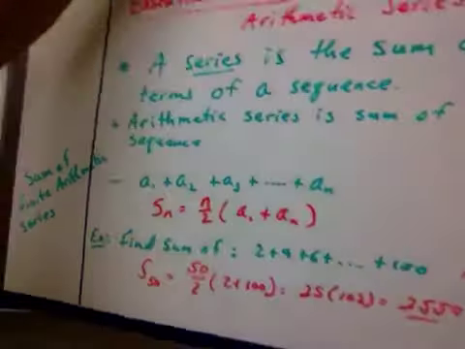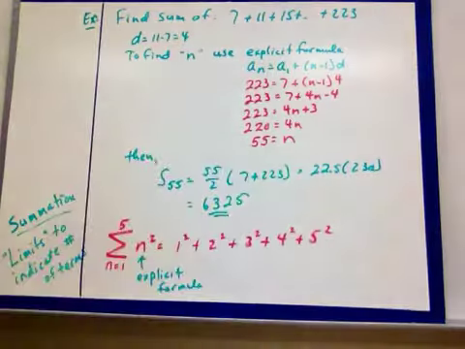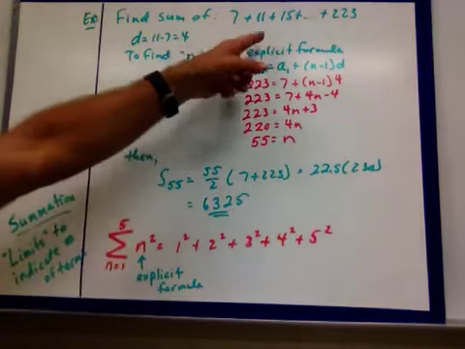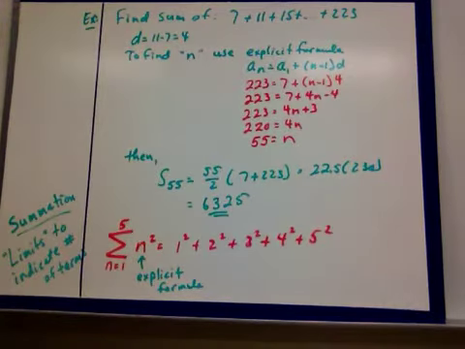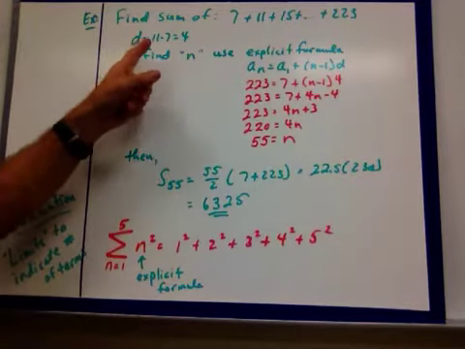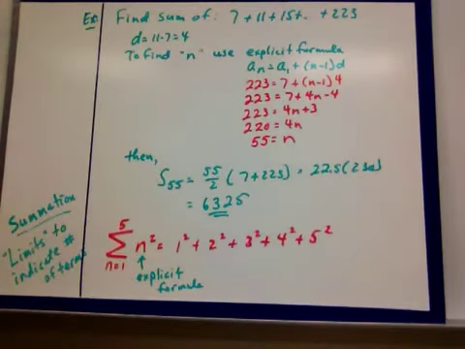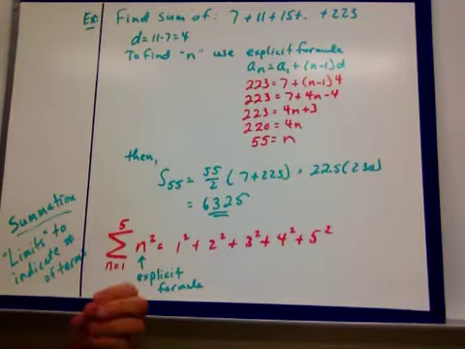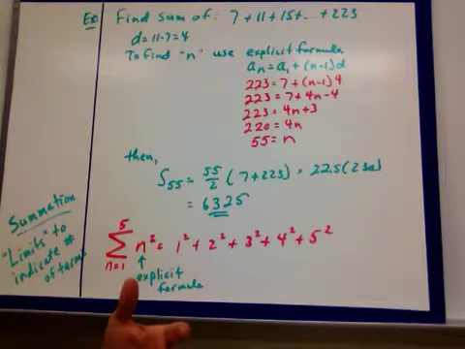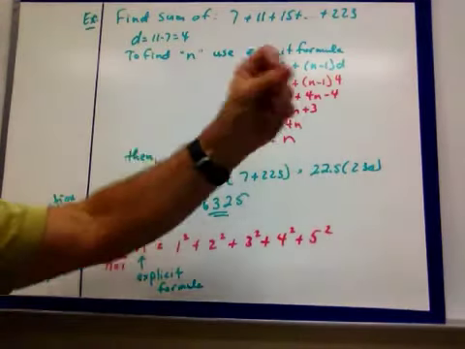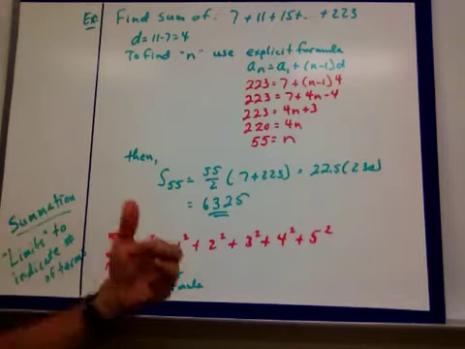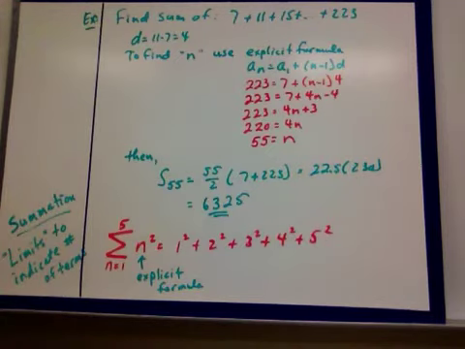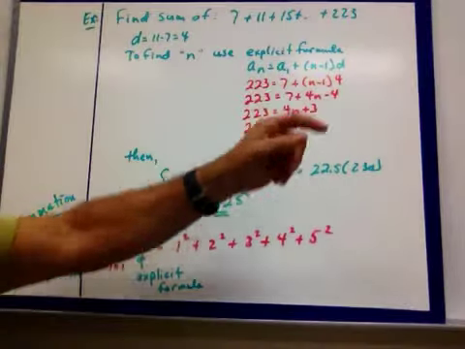Alright, let's take a look at another example. Find the sum of 7, 11, 15, dot dot dot, all the way to 223. We can see it's arithmetic, and we're going up by 4 each time, so that's our d. Our problem is how many of them are there? What's n? Well, to find n, we want to use the explicit formula, where you put in the first term and use n minus 1 times d. The recursive one needed you to know the one before it, which we can't use here. And we want to find n.